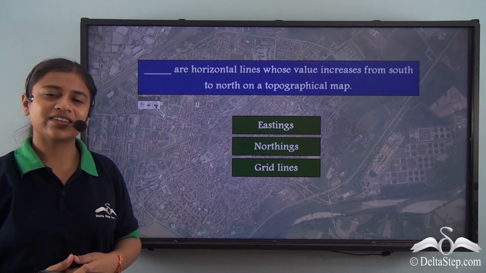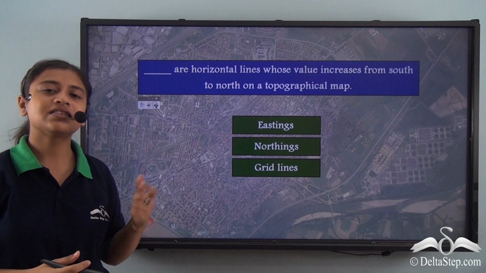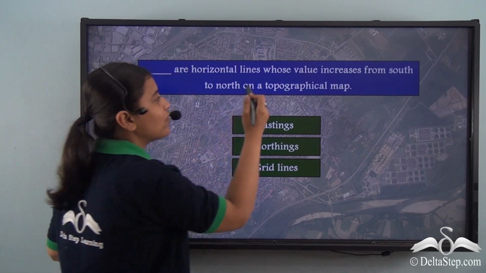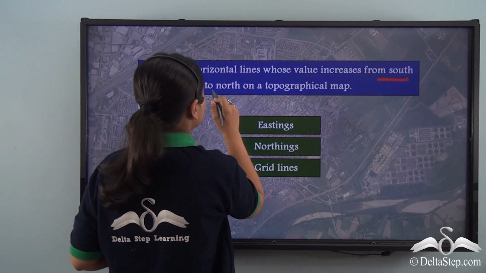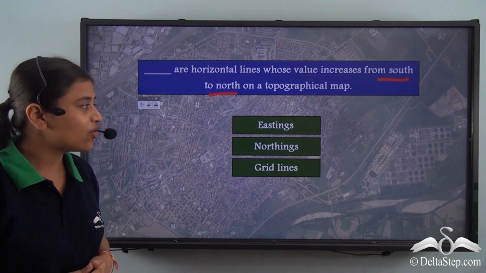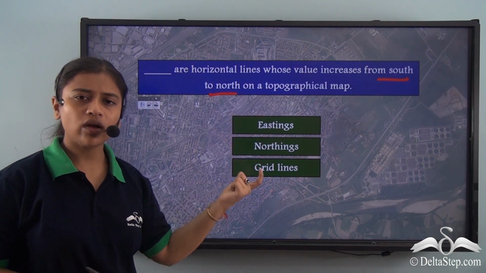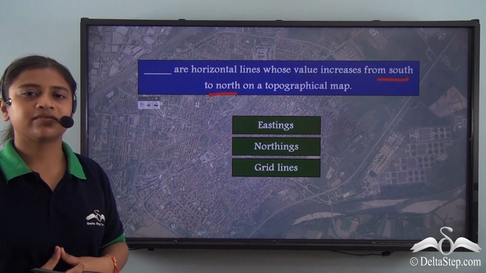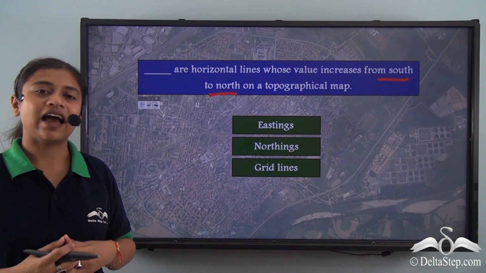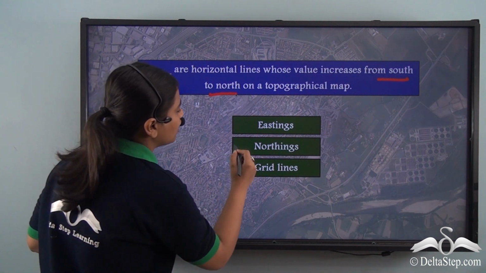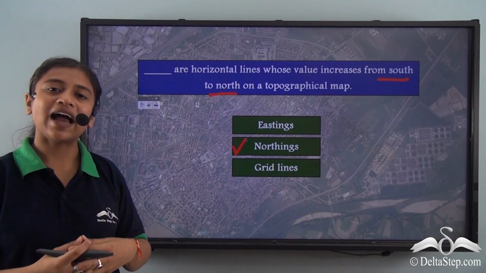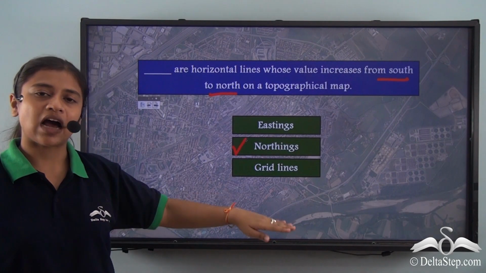So before we proceed with our lesson, could you help me answer this simple question? What are the horizontal lines whose value increases from south to north known as on a topographical map? Are they known as eastings or northings or grid lines? Yes, I think you have already guessed the right answer, and that is they are known as northings. So northings are horizontal lines whose value increases as they move from south to north.